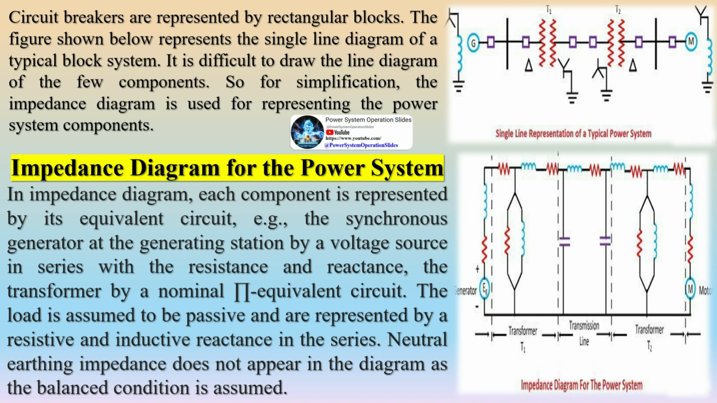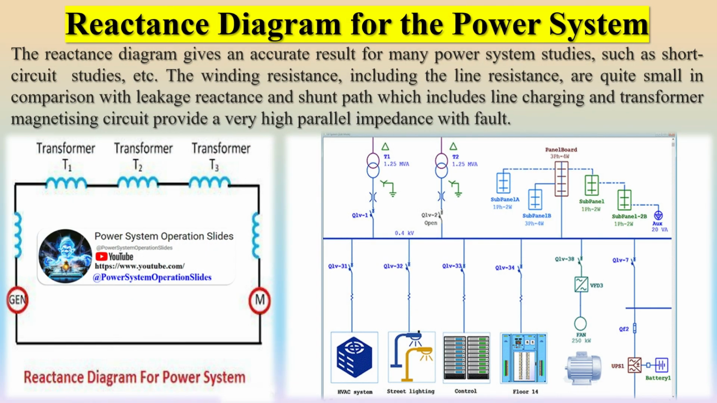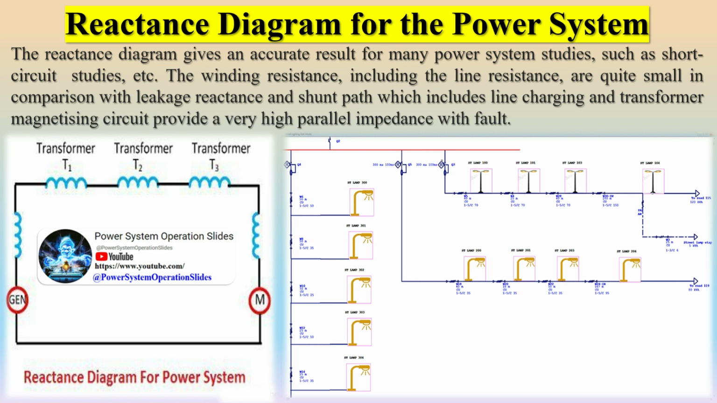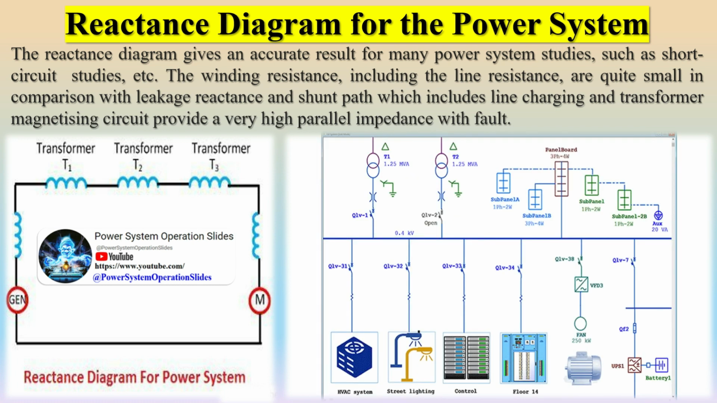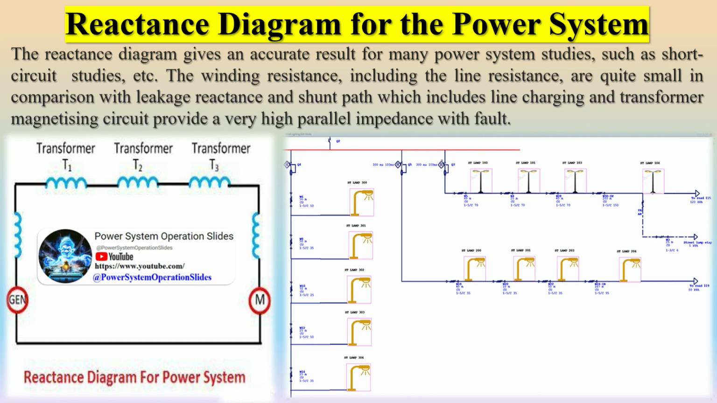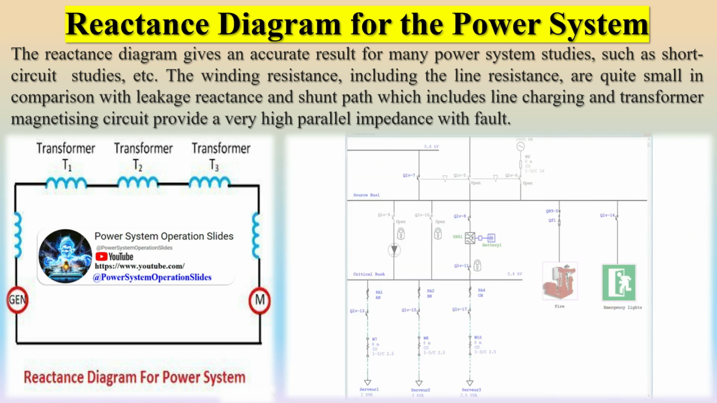Documentation purpose. Single-line diagrams serve as a useful tool for documenting the power system. They provide a comprehensive and organized representation of electrical equipment, including transformers, generators, breakers, and other devices. This documentation is crucial for system design, maintenance, and upgrades, ensuring accurate records are available for future reference.